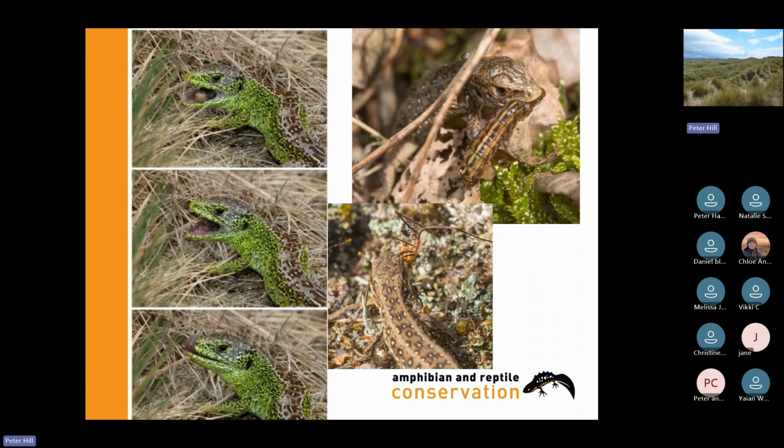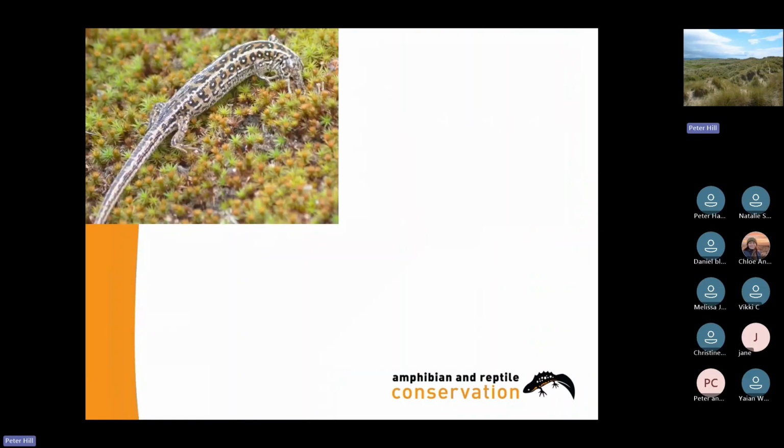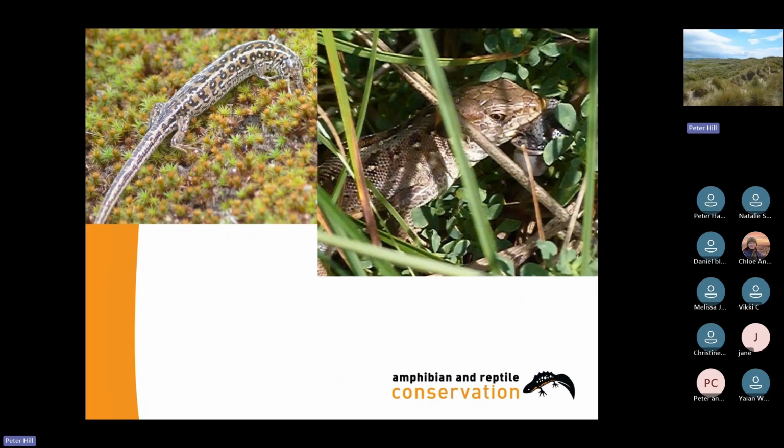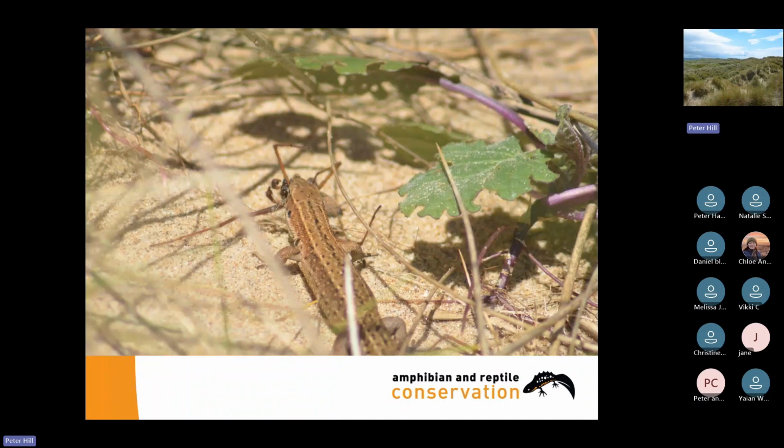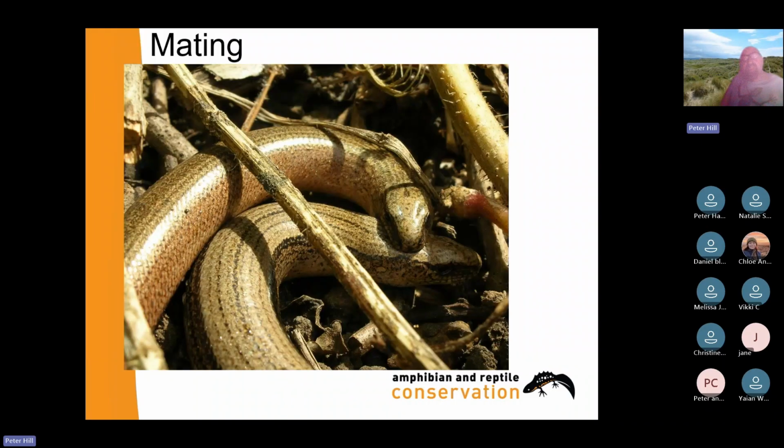Here's various animals quaffing down spiders, caterpillars, harvestmen. The female I photographed actively hunting through the moss there down in Surrey. A male on the Sefton coast dealing with a snail. A male in Surrey eating a grasshopper. A common lizard quaffing down a big spider on the dunes on the Gower.